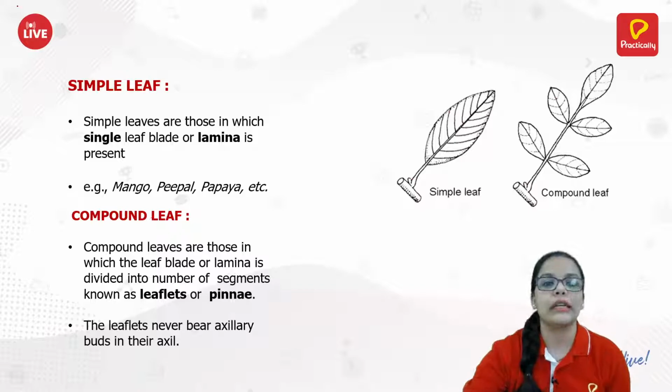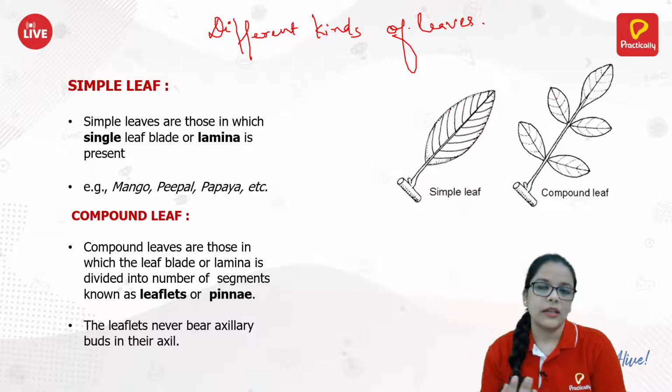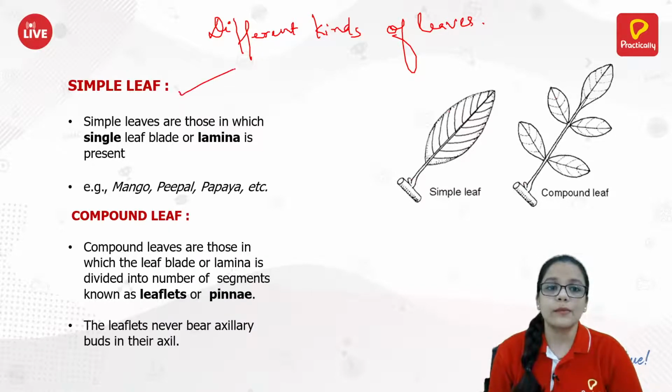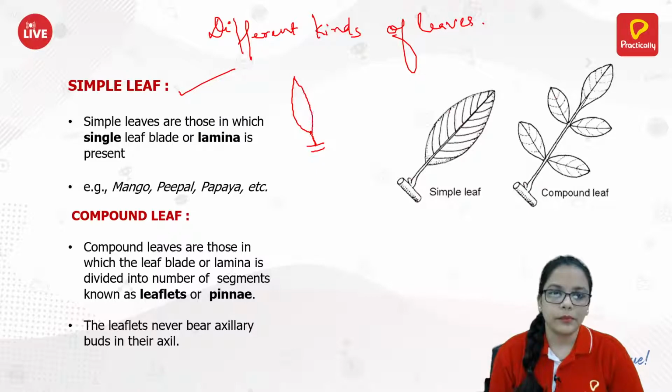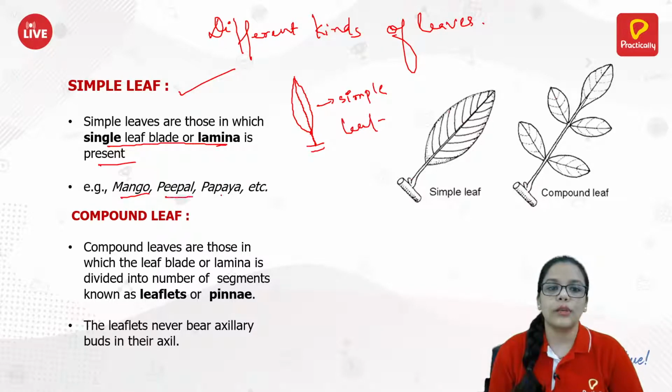Now, the different kinds of leaves. Basically, there are two kinds of leaves. They have their own modifications as well. But the first is a simple leaf. Simple leaf just means, as I said, there will be a base, a petiole, and a lamina. When there is one petiole, one lamina, and one base, everything is one, that kind of leaf is a simple leaf, in which a single leaf blade or lamina is present, such as mango, peepal, papaya, etc.